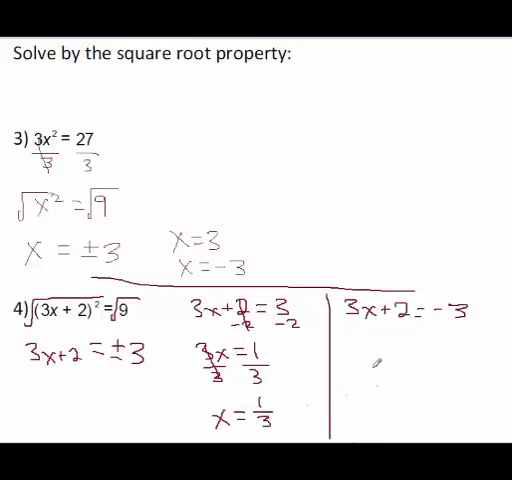That's one answer. And on the other side, we can subtract 2 from each side, and we've got 3x equals negative 5. And again, divide each side by 3, and we've got x equals negative 5 thirds. Either one, of course, is a correct answer. If you plugged it back in, I'm not going to do that, but you would get the correct answer as well.